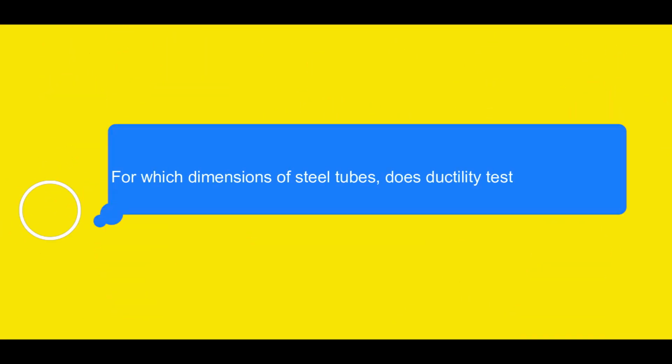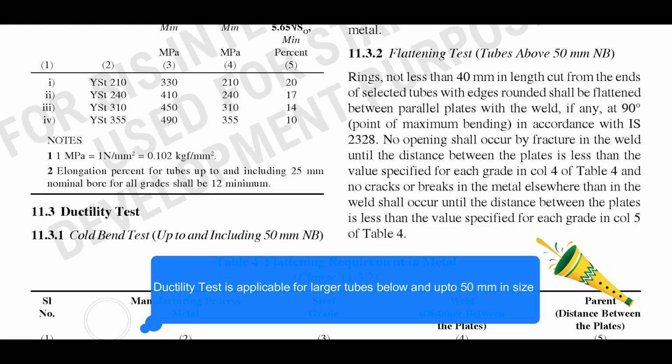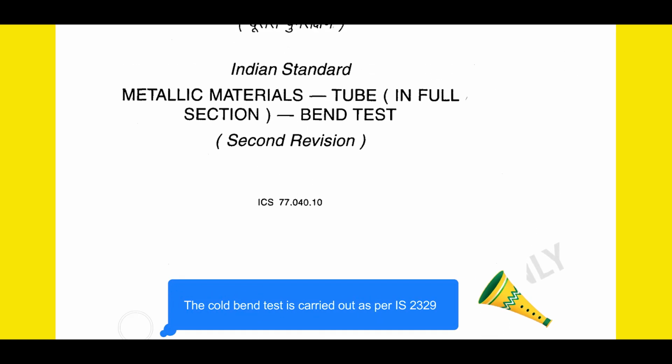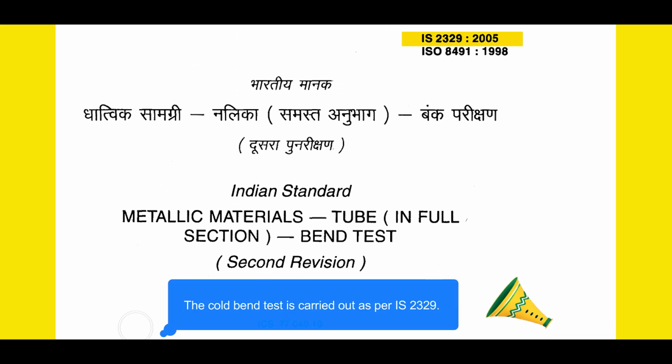For which dimensions of steel tubes is the ductility test applicable? The ductility test is applicable for tubes up to and including 50 mm in size. According to which Indian standard is the ductility or cold bend test carried out? The cold bend test is carried out as per IS 2329.